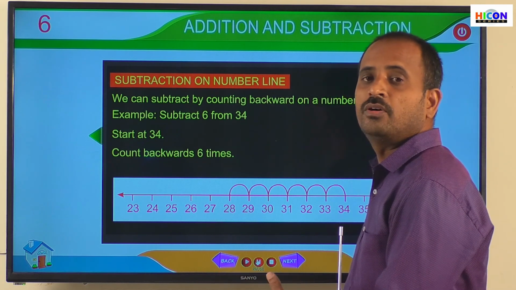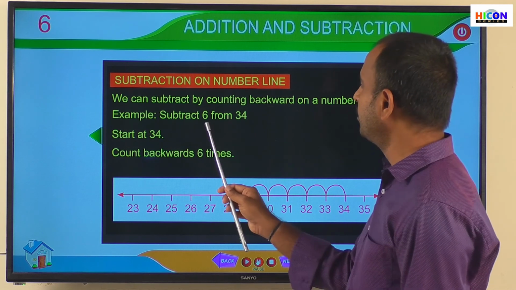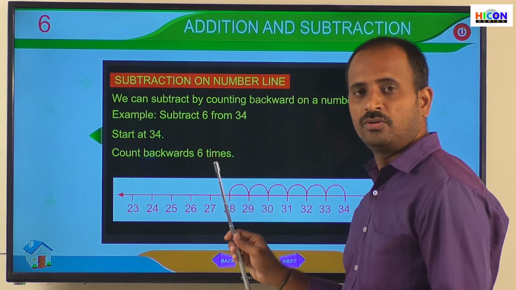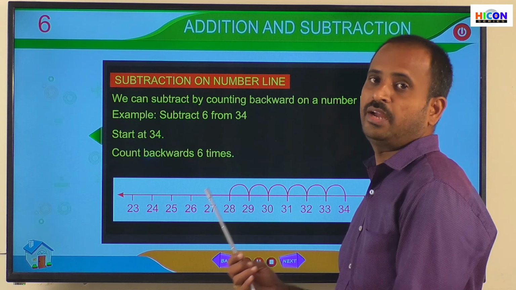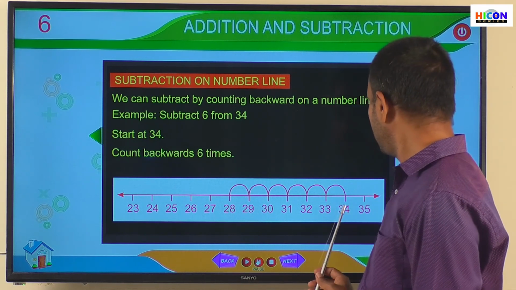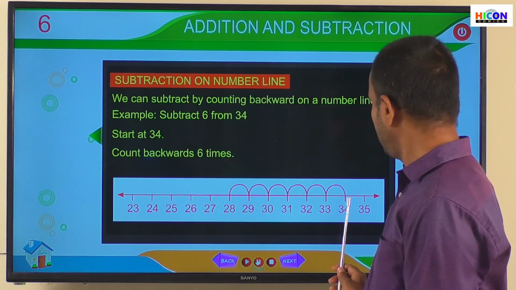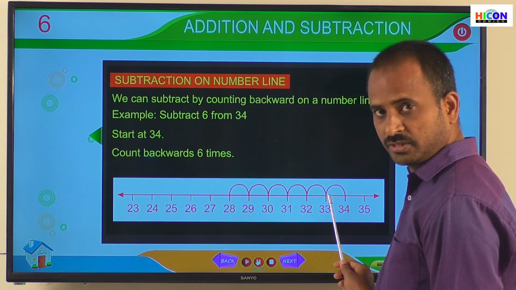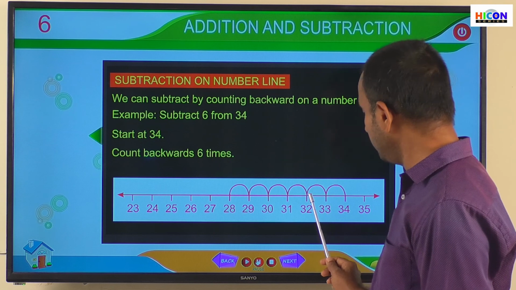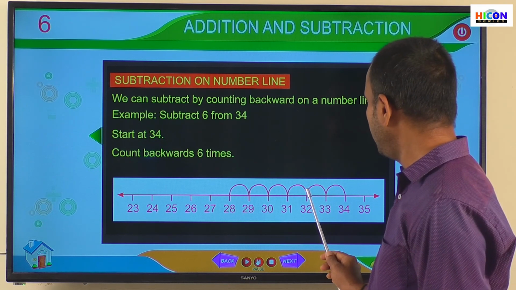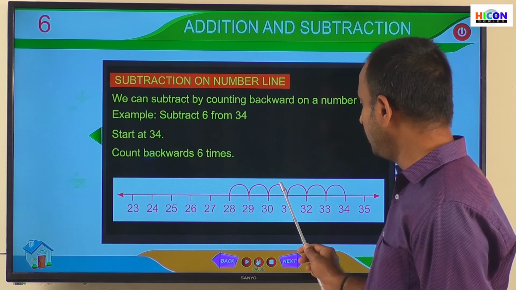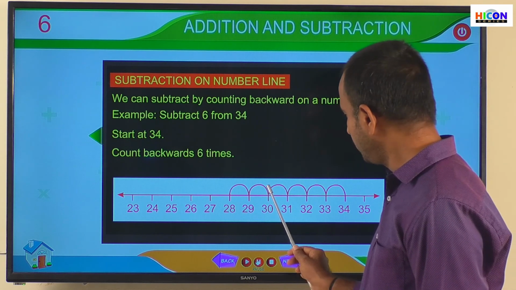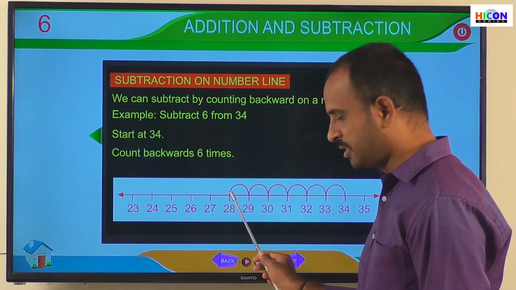So how many steps do we have to move backward? What is the second number here? 6. That means we have to move 6 steps backward from 34. So let us see how we move 6 steps backward. That is 34 to 33, first step. 33 to 32, second one. And this is the third one. And this is the fourth step, the fifth step, and the sixth step.